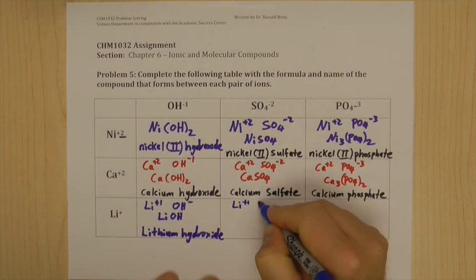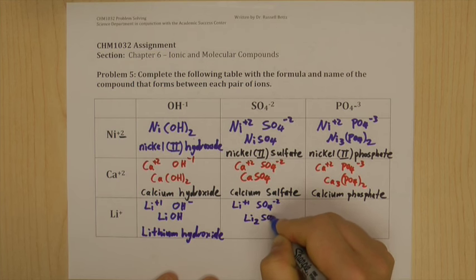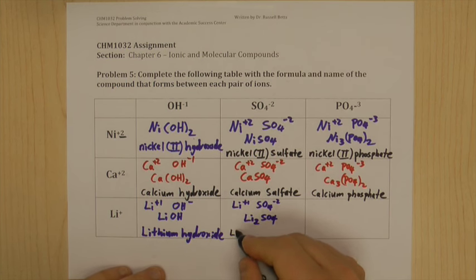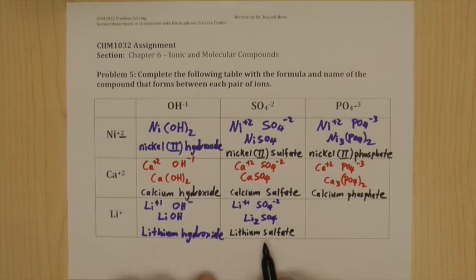Lithium plus 1, sulfate minus 2. The formula would be Li2SO4. Let me go back to using the black marker, it seems to work better. The name of that would be lithium sulfate. Again, no Roman numeral. Lithium is a group 1 metal. So any group 1 metal, when naming in an ionic compound, does not require a Roman numeral. Don't use one. Only transition metals, tin, and lead.